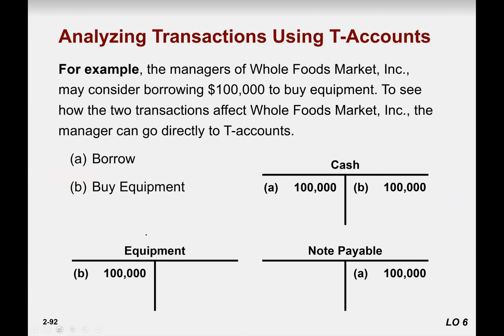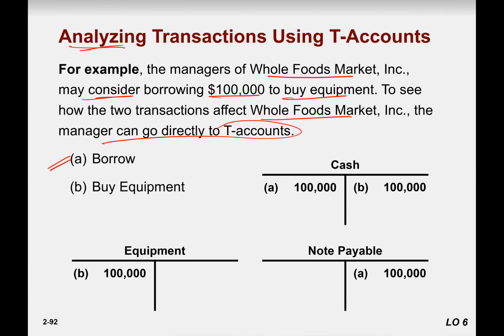So the T account, well, I already showed you how we are going to do that. So here we go. We have a transaction here. So I'm going to solve it. Normally, I planned to solve it in a breakout room, but we don't have much time, so we are going to solve it here. The managers of Whole Food Incorporation may consider borrowing 100,000 to buy equipment. Now, to see how the two transactions would affect Whole Food Market, the manager can go directly to T accounts.